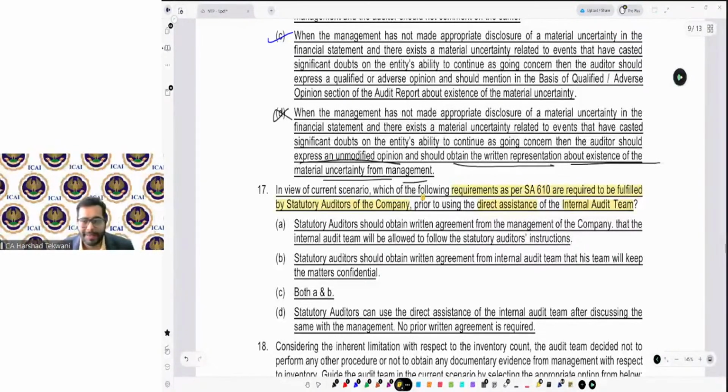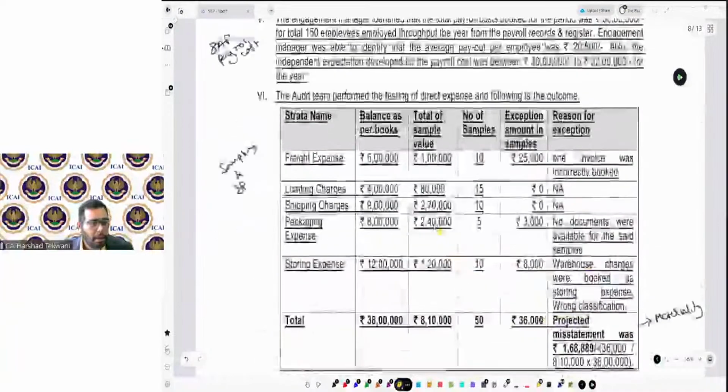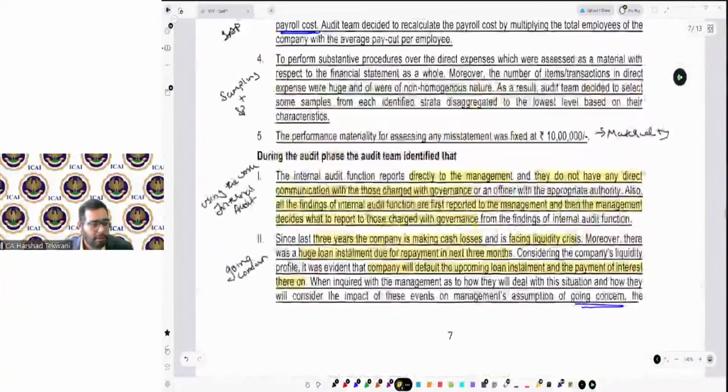Now, most of you might be thinking about the fact that the internal audit team is reporting to the management and not to those charged with governance. Their observations are first disclosed to the management, and then management decides what to report to those charged with governance.